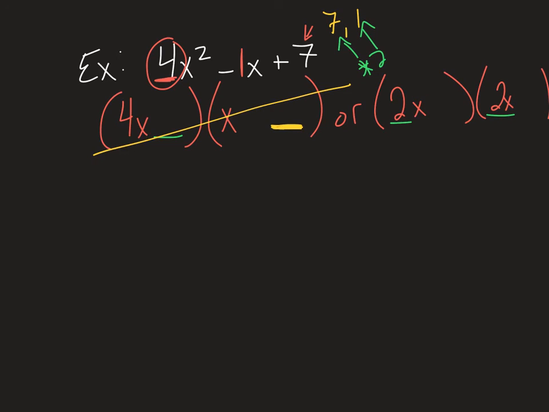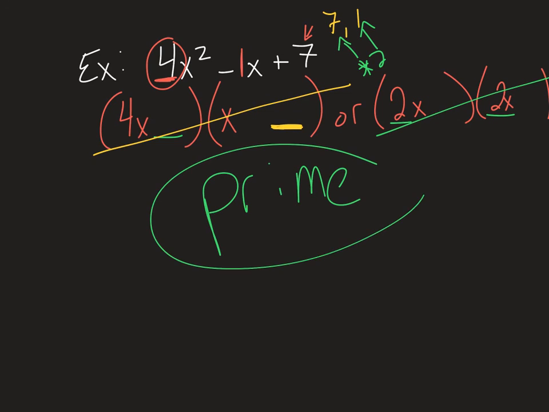So this is an example, now that I've run through all the possibilities, of what we would call a prime trinomial, meaning it does not factor. And we'll talk about what to do with those later. If we're looking to solve an equation like this, there are tricks that do exist that we can use. However, right now we're just worried about the factoring.